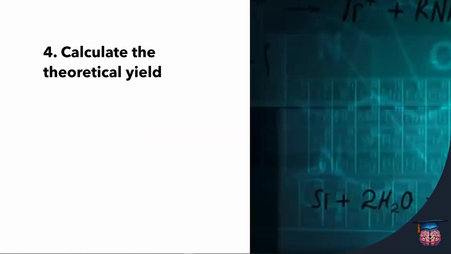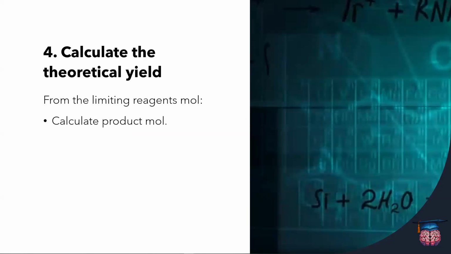So next, we need to calculate the theoretical yield. This is done from the limiting reagent mole. So now we went and we determined which reagent is the limiting one, and we calculate the product mole from that using the balanced equation. So the moles of the product is equal to X times the moles of the limiting reagent, and this X is just simply the ratio in which we find it in the balanced equation.